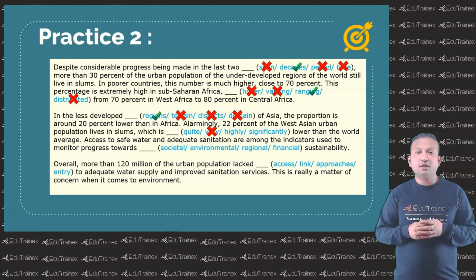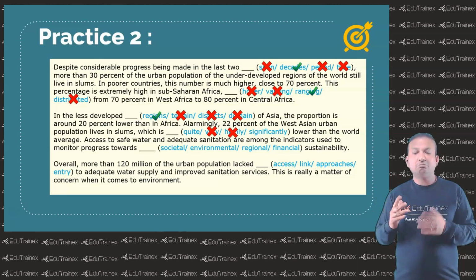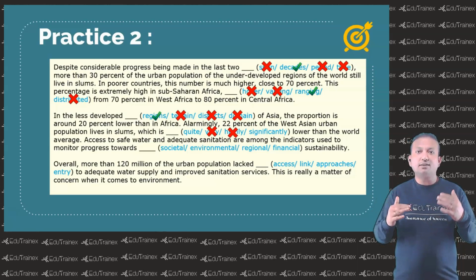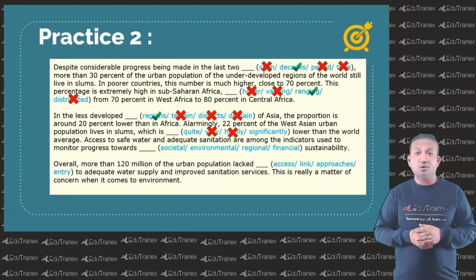Now if you are confused between the other three options, let's take it one by one. Let's take highly first and then read the sentence. It comes out as "highly lower." Just by listening to it, I can say it's faulty. It is talking about two contrasting things in these two words, and that is definitely an incorrect collocation and never used together.